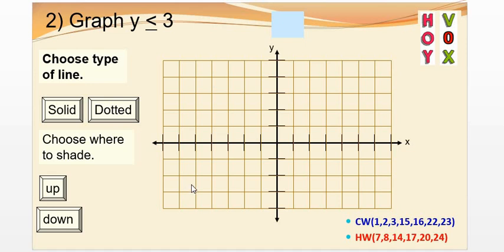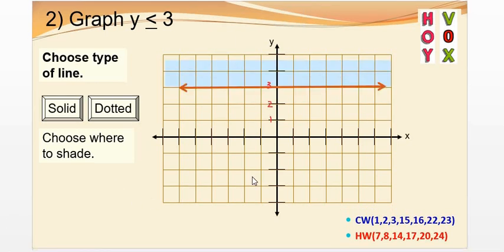Now I want you to pause the video here and solve this question number 2 on your own, and then play the video to check your answer. So here is the line, it's going to be a solid line, and it's going to be at y equals 3. A solid line is going to be drawn here. Then after that, where do we have to shade? Because it says y is less than 3. That means we need all the values that are less than 3, and we do not need the values that are greater than 3. So it's going to be shaded above the line. Clear? So let's solve one more question.